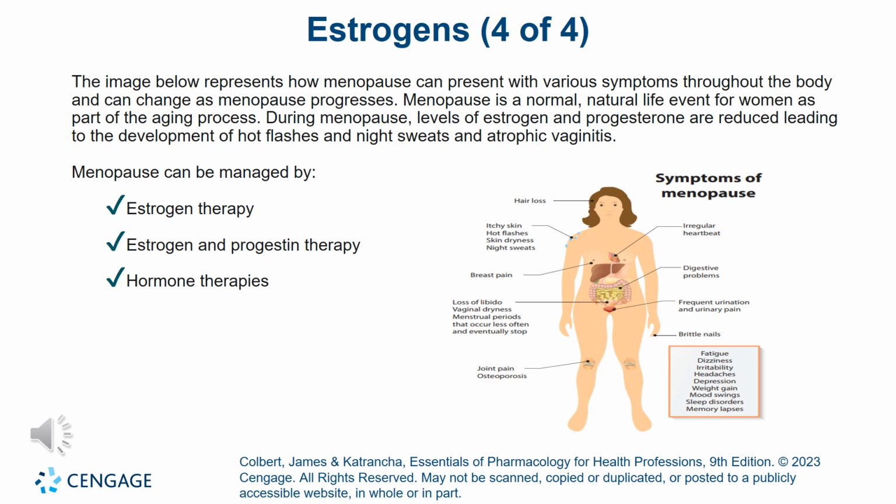breast pain, loss of libido, vaginal dryness, menstrual periods that occur less often and eventually stop, joint pain, osteoporosis, irregular heartbeat, digestive problems, frequent urination and urinary pain, and brittle nails. Also include fatigue, dizziness, irritability, headaches, depression, weight gain, mood swings, sleep disorders, and memory lapses. Menopause can be managed by estrogen therapy, estrogen and progestin therapy, and hormone therapies. We'll discuss that in the next slide.